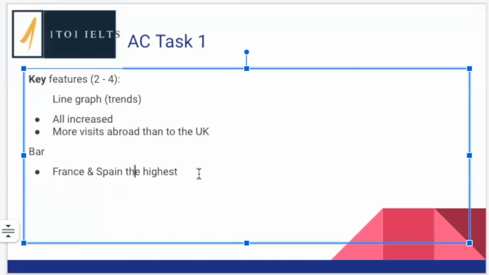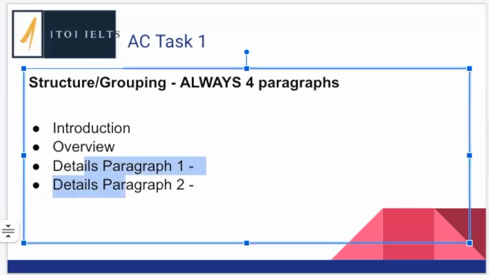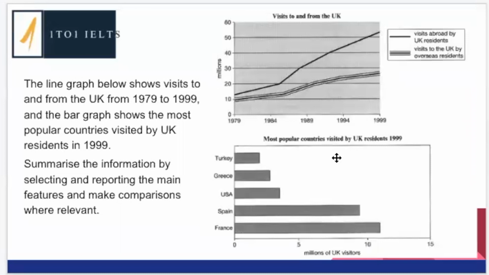We've identified key features. What is our next step? Let's move on and have a look at the structure for one of these essay types. Always 4 paragraphs: introduction, overview. Multiple graphs. If we've got two graphs, it should be super easy. How are we going to group this? What is the logical way to group two graphs into two detailed paragraphs? Exactly. We just divide it into one detailed paragraph for one graph, one detailed paragraph for the other.